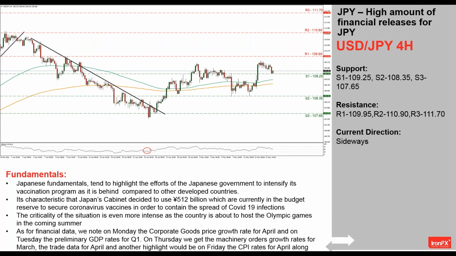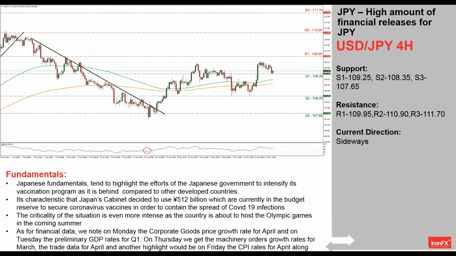Now, the criticality of the situation is even more intense as the country is about to host the Olympic Games in the coming summer. We continue to expect that safe haven flows and fundamentals, not only in Japan but also internationally, are to be the main drivers for JPY.